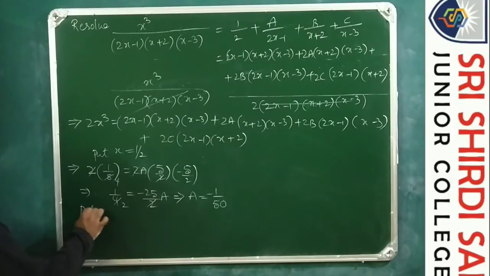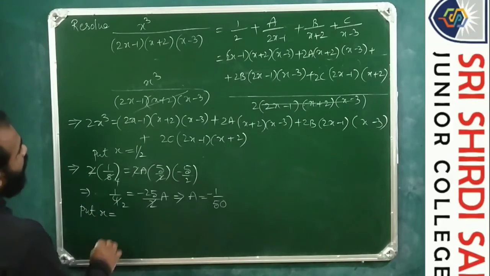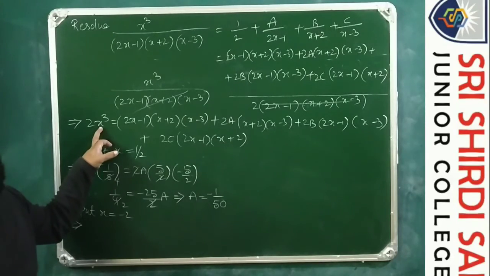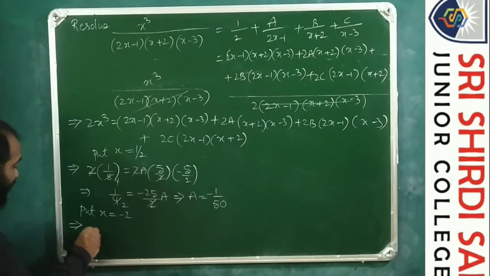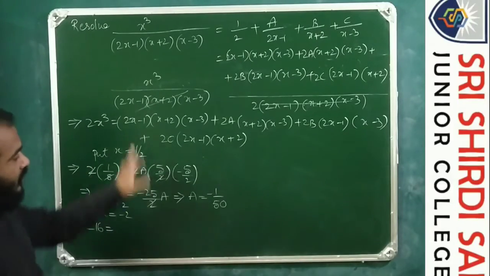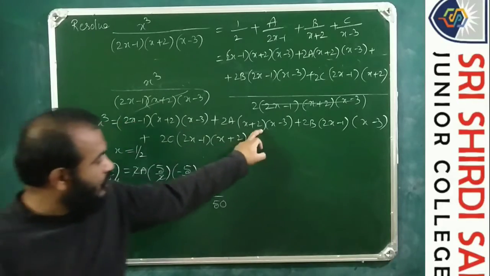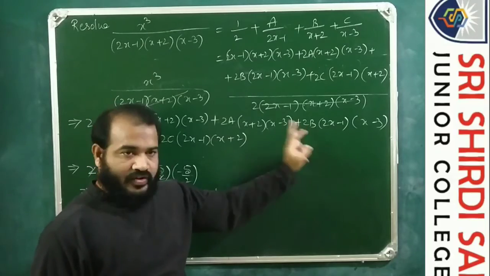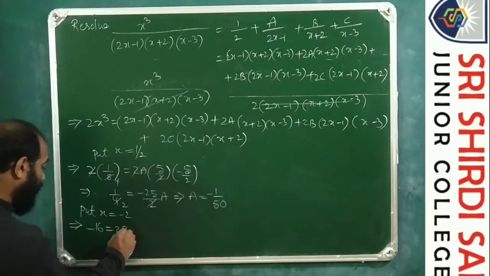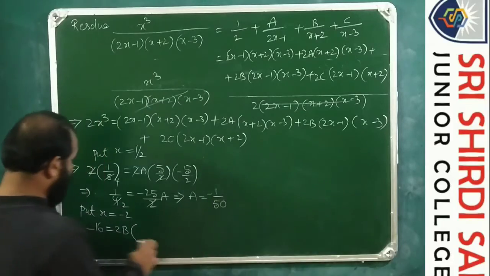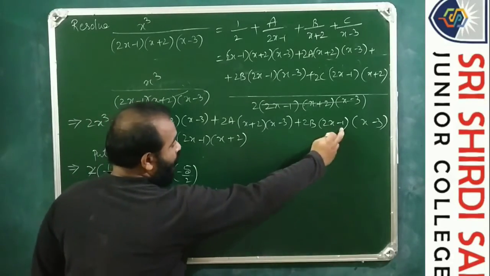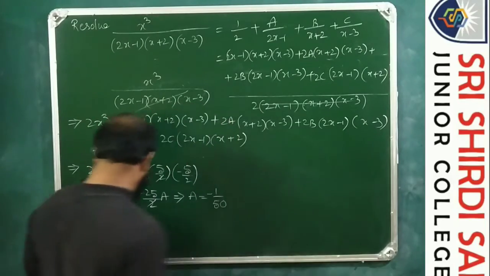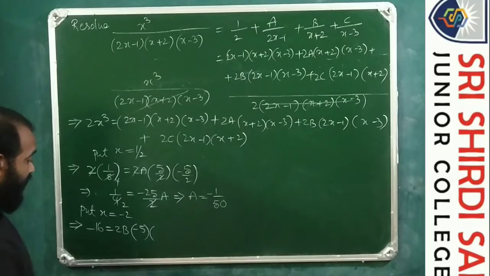Put x equal to minus 2. Substitute: minus 2 whole cubed is minus 8, into 2, minus 16, is equal to. This will get cancelled, this will get cancelled, and the last term will get cancelled. We are left with this term. So 2B into 2x minus 1: 2 into minus 2, minus 4 minus 1, minus 5, into minus 2 minus 3, which is minus 5.